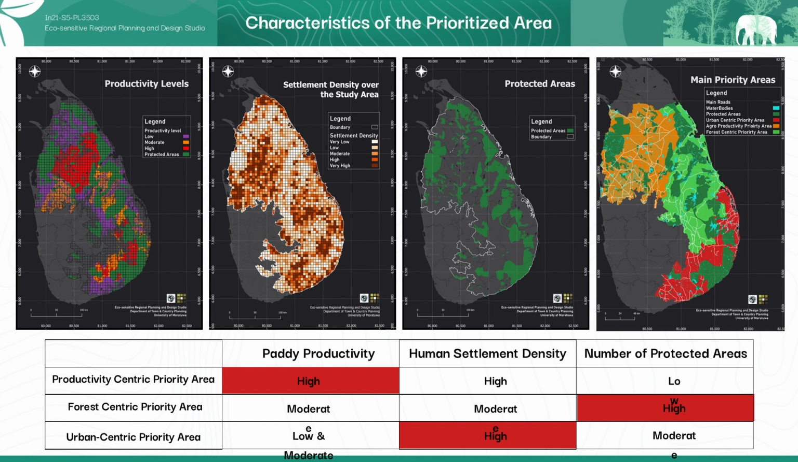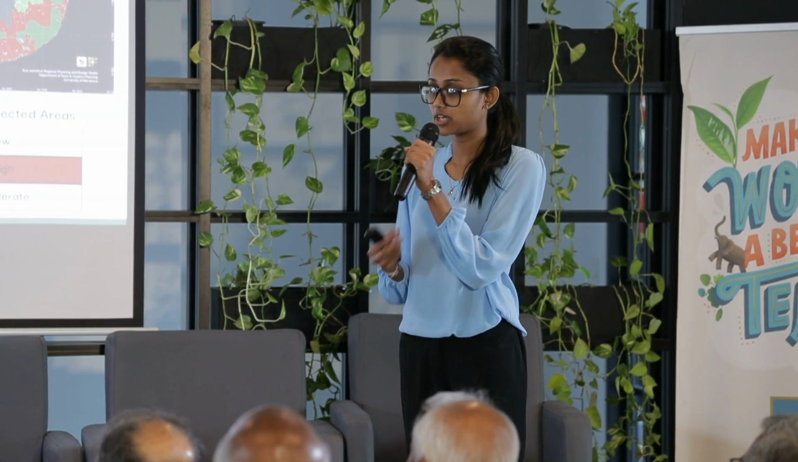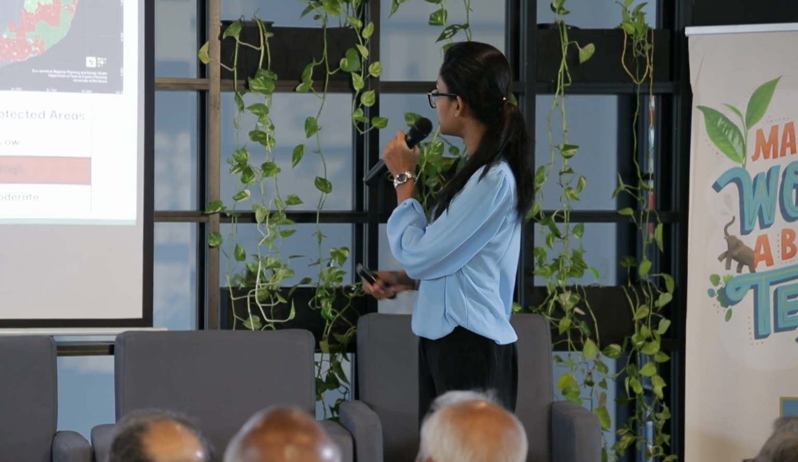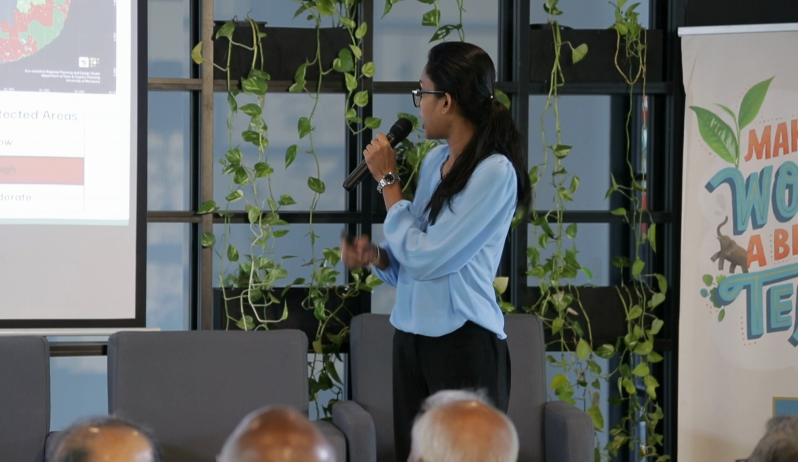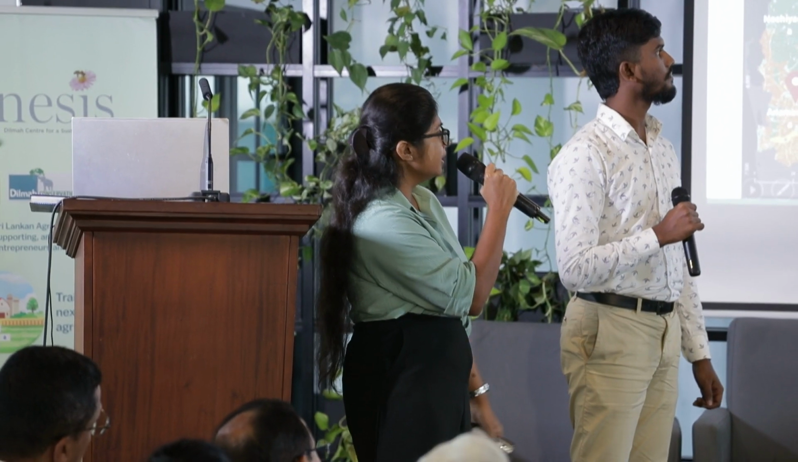So urban centers like Anuradhapura belong to the productivity-centric priority area. Polonnaruwa, Mahiyangale, and Trincomalee urban centers belong to the forest-centric priority area. And the urban-centric priority area includes Hambantota, Ampara, and Kalmune urban centers. So Dilip, what are the specific activities that we can implement to enhance economic resilience?